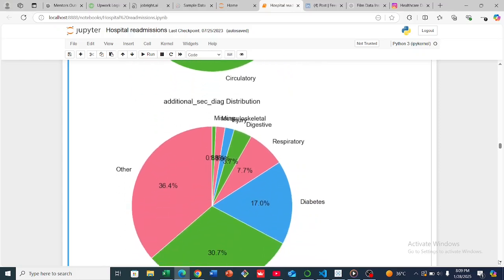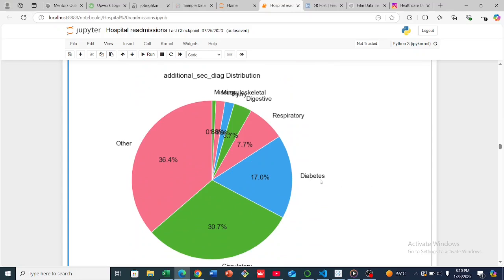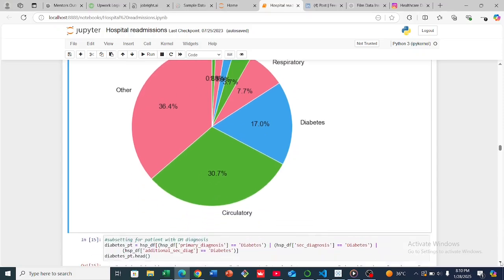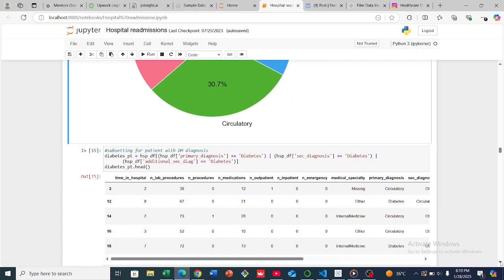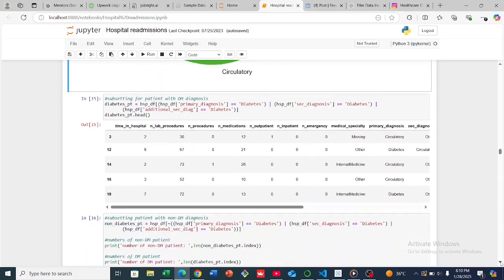If you look at that distribution, you can see that patients with diabetes are just 17% of our data set. So let's go down and see what I did next. The next thing I did was to subset for patients with a diabetes diagnosis only, because we want to look at how diabetes affects readmission of patients, right? So I just want to look at those patients with diabetes and see their data set. So that was the next thing I did.